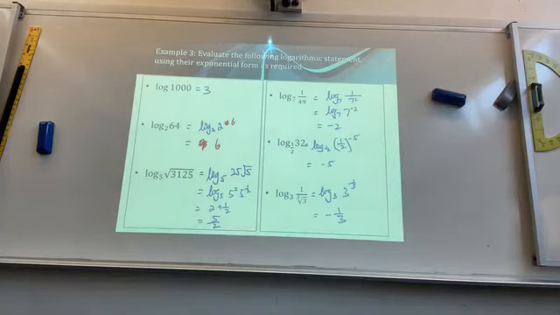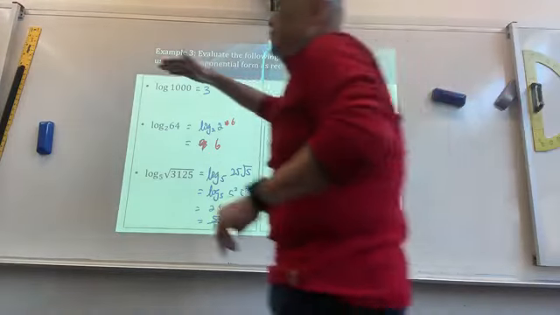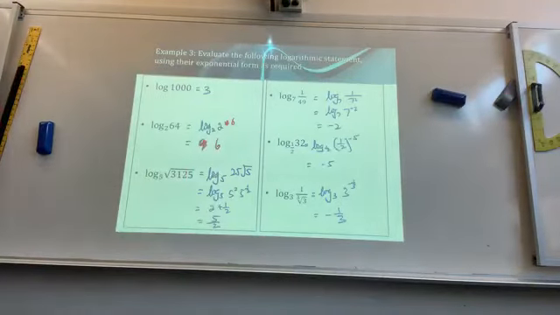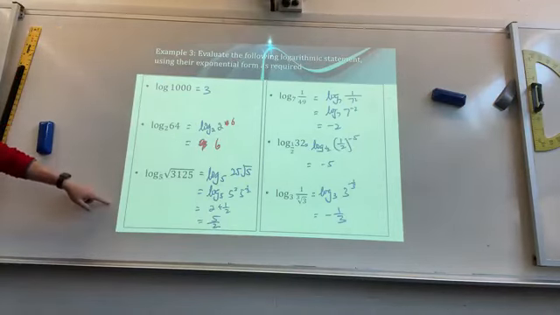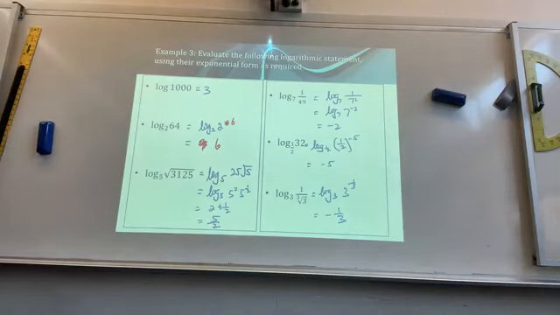So the aim of the lesson today is for you to be able to change between the exponential form and the logarithmic form, and then be able to evaluate this. That's all I want to do today as an introduction. Sadler, exercise 1A, I think. They will be done.